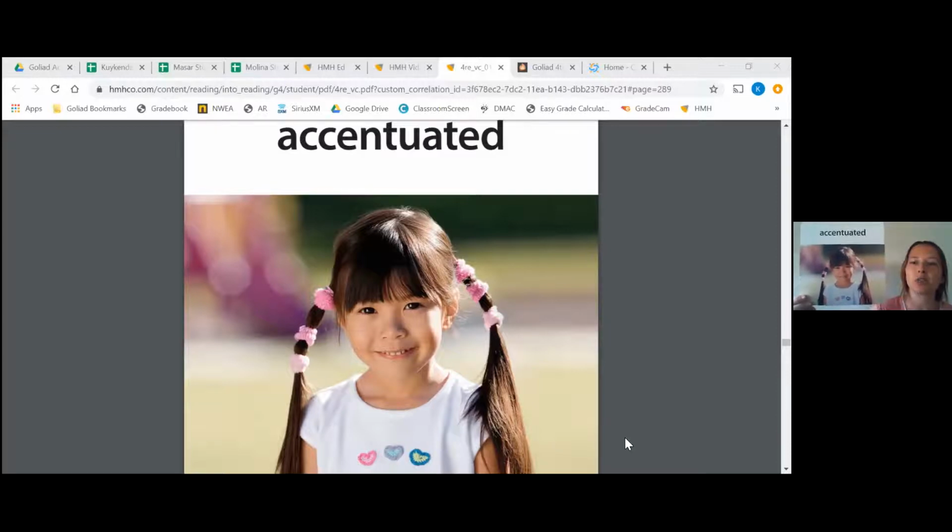What'd she do? Make her hair? She made it what? And pigtails. She made it pretty. Is it standing out? Yes. So if something is accentuated, it has attention drawn to it. So she wanted people to see those pink pigtails, right? Yes. What is your word? Accentuated. Thank you.